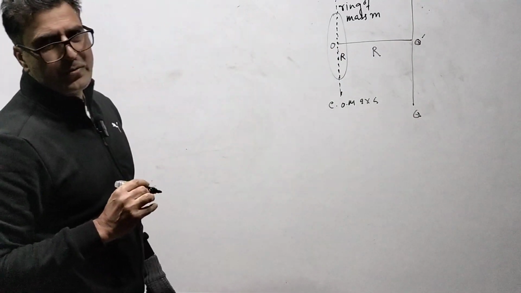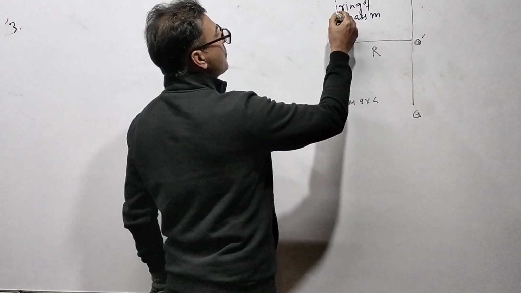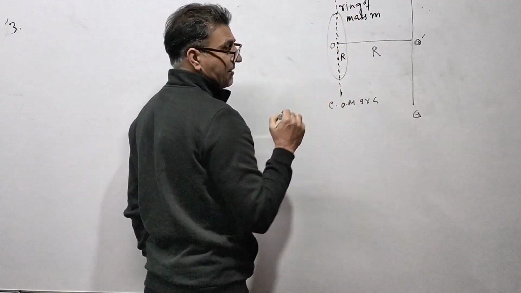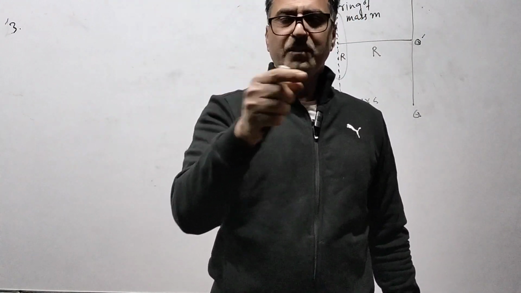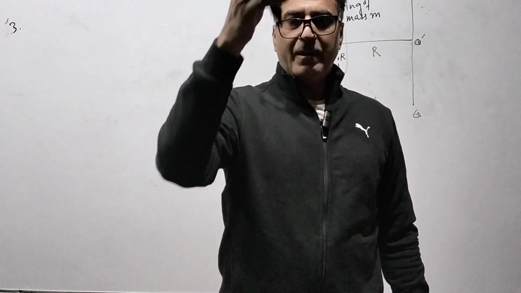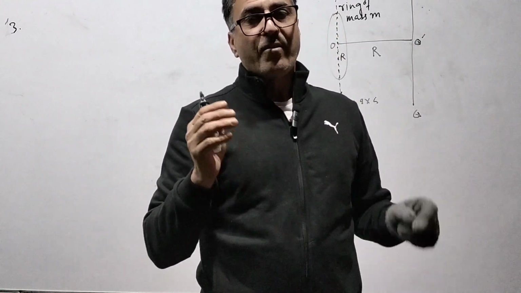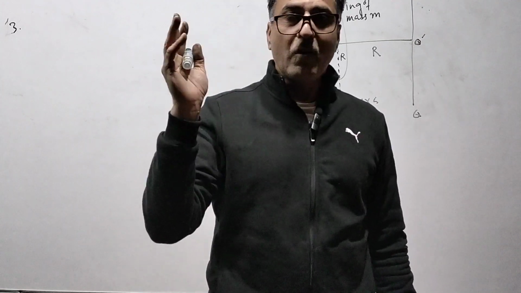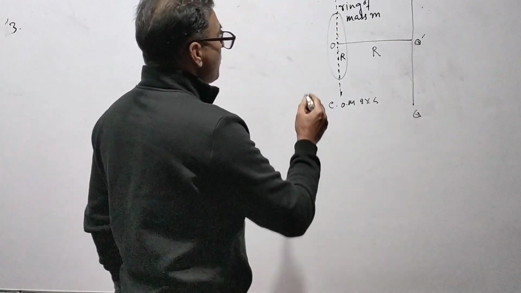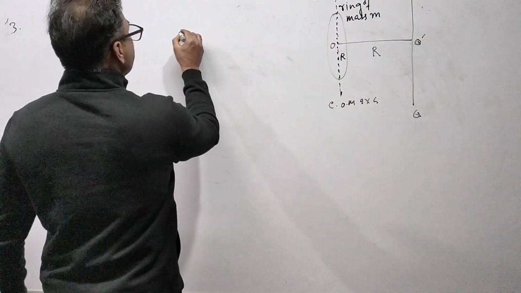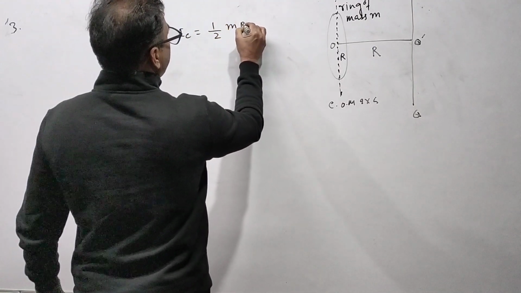So which formula we are going to use here? We are going to use the parallel axis theorem. First of all, we must know the moment of inertia of the ring about the diameter axis. Generally, we know the moment of inertia of the ring about the center of mass axis passing perpendicular to the plane of the ring. That is mr square. But what's the moment of inertia of the ring about the diameter axis? That we have already done. About the diameter, it is 1/2 mr square. So moment of inertia about this diameter of the ring, that is IC, is equal to 1 by 2 mr square.